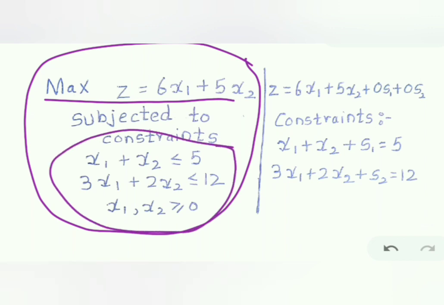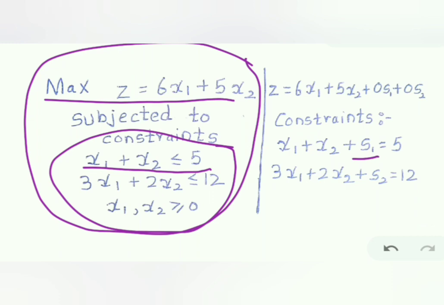Now what will I do? I will convert them into standard form by adding the slack variables. See, x1 plus x2 less than or equal to 5. Where should you add something so this inequality sign is removed, on the left hand side or the right hand side? Obviously the left hand side. That is called the slack variable I am adding here.